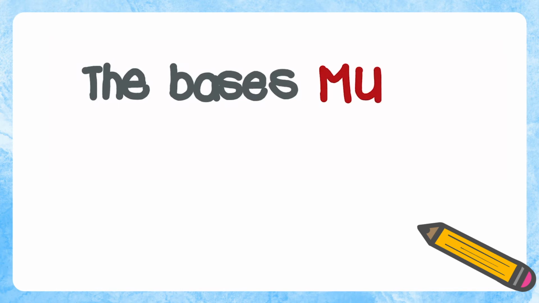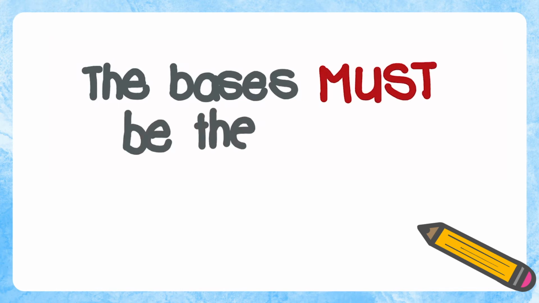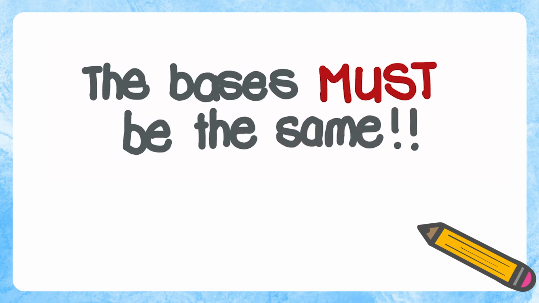But to use this rule, you must make sure that the bases are the same. So the bases of the exponents must be the same. If the bases are different, you cannot use exponent rule number 2. So we cannot use this rule for 5 to the power of 3 times 4 to the power of 2 because the bases are not the same.